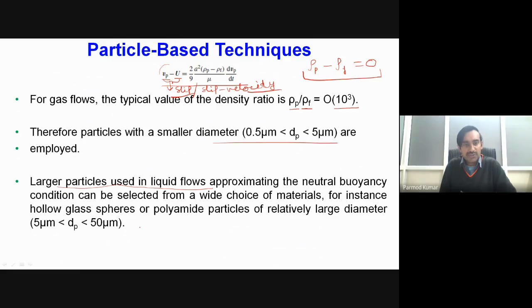However, while we are using gases, what can also be done is that we may take hollow solid particles. By making the particle hollow, we can decrease its weight and make it buoyancy neutral. Particularly while we are using liquids, we may use different types of particles. For example, you can see over here hollow glass spheres or polyimide particles of relatively larger diameter, which may range from 5 micrometer to 50 micrometer, can be employed while we have to resolve the flow field of liquid.